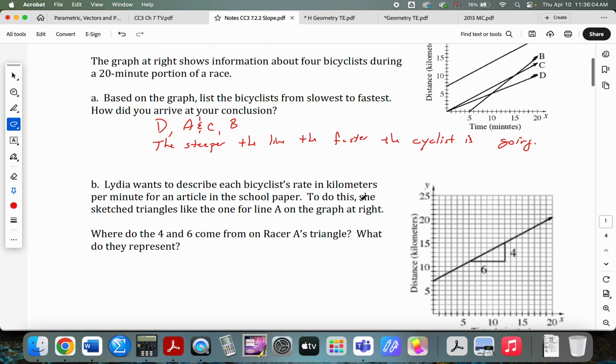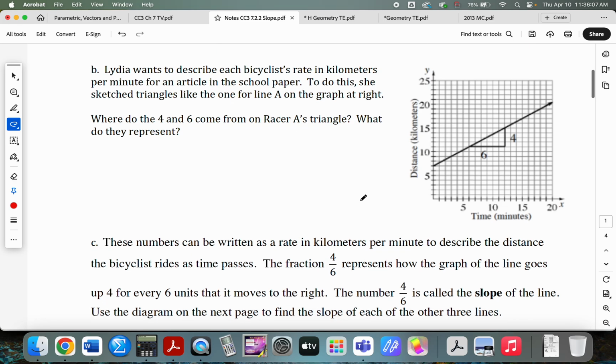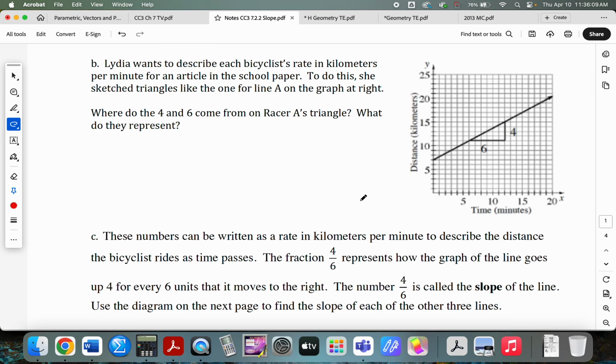Lydia wants to describe each bicyclist's rate in kilometers per minute for an article for the school newspaper. To do this, she sketches triangles like the one for line A shown on the graph at the right. Where do the 4 and the 6 come from on Racer A's triangle?